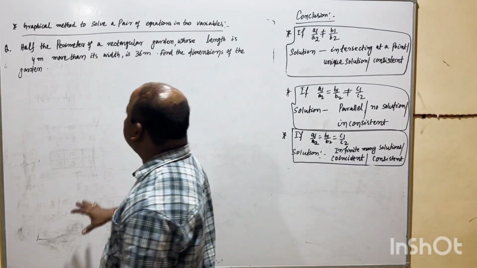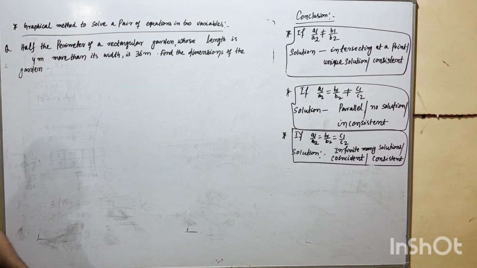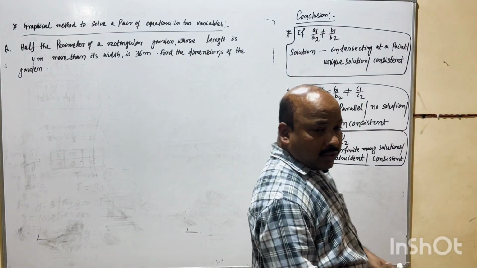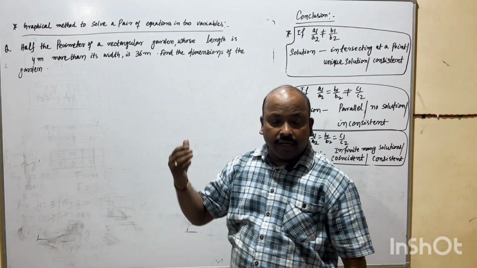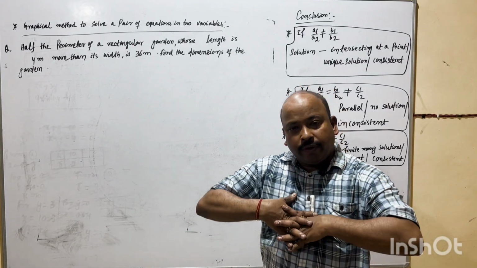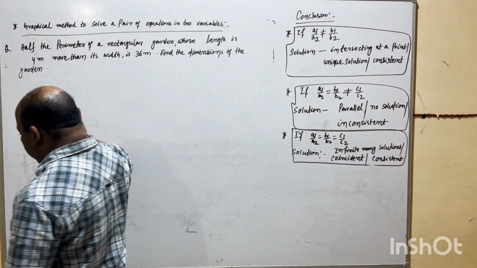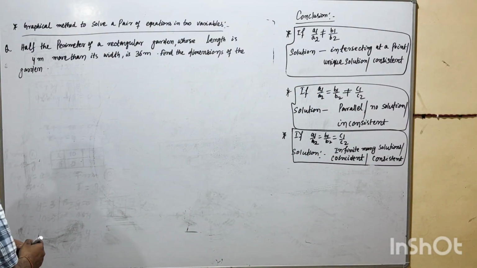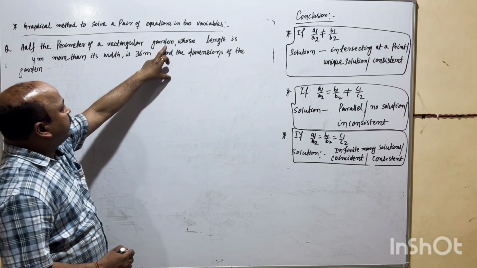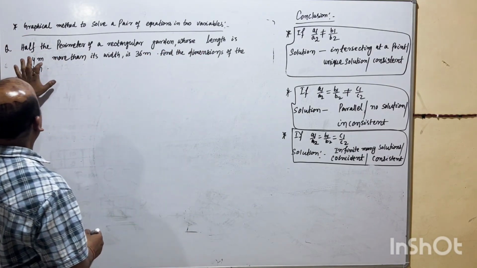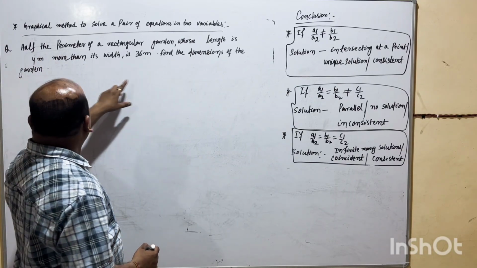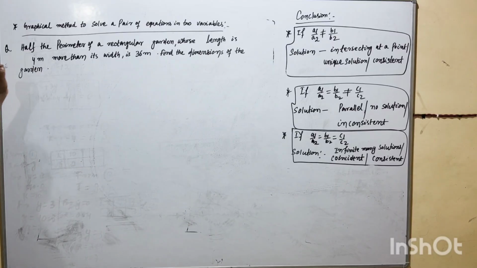So dear students, this is a situational problem. From this problem, we first convert these situations algebraically, that means in the form of a pair of linear equations in two variables, and solve them by the graphical method. This is an NCERT book question. Half the perimeter of a rectangular garden whose length is 4 meter more than its width is 36 meter. Find the dimensions of the garden using the graphical method.